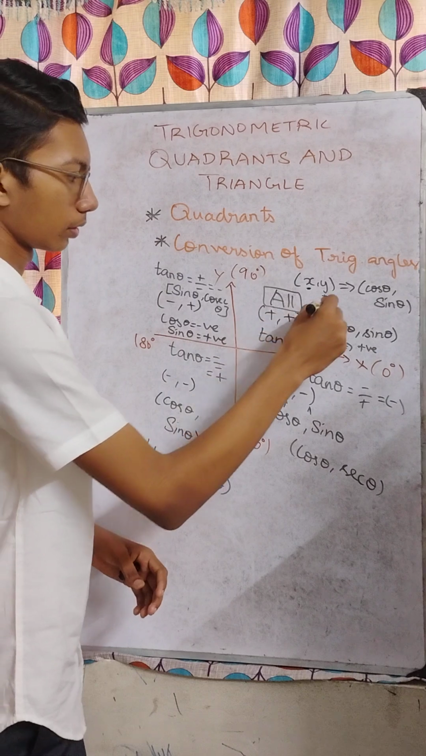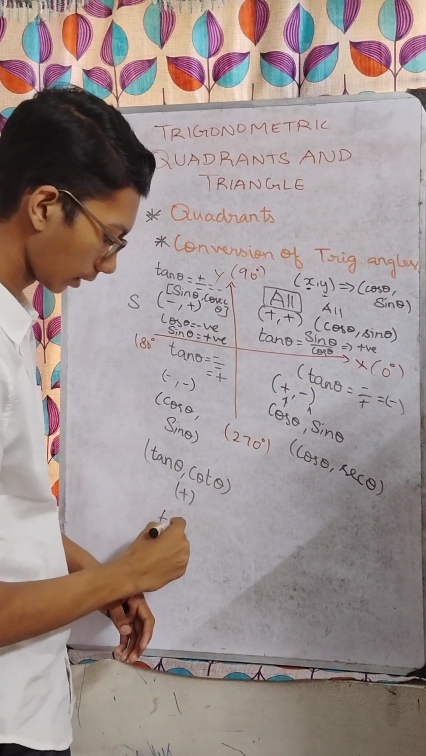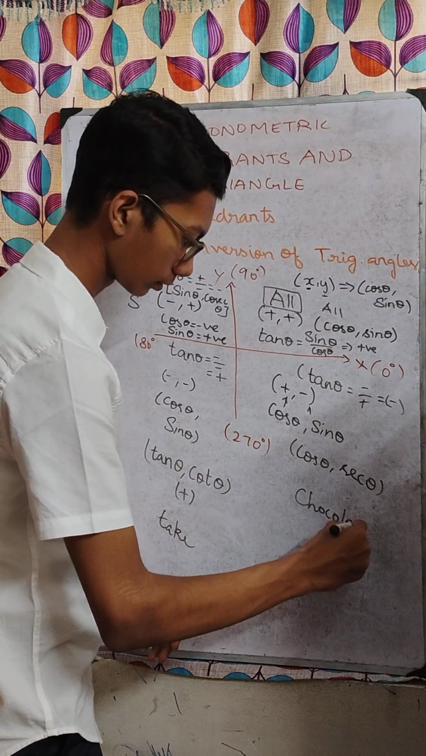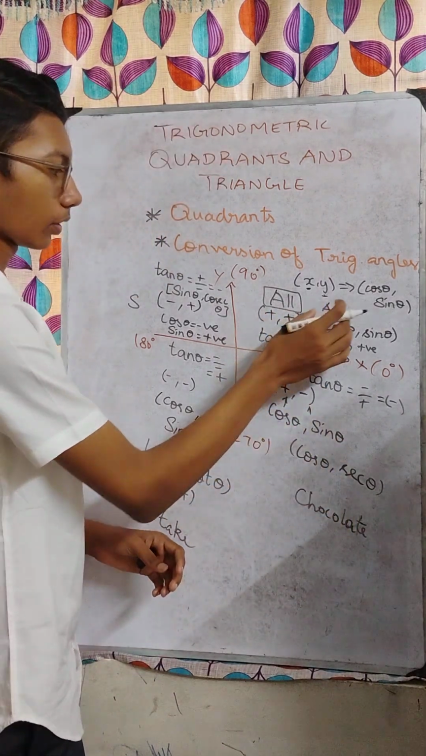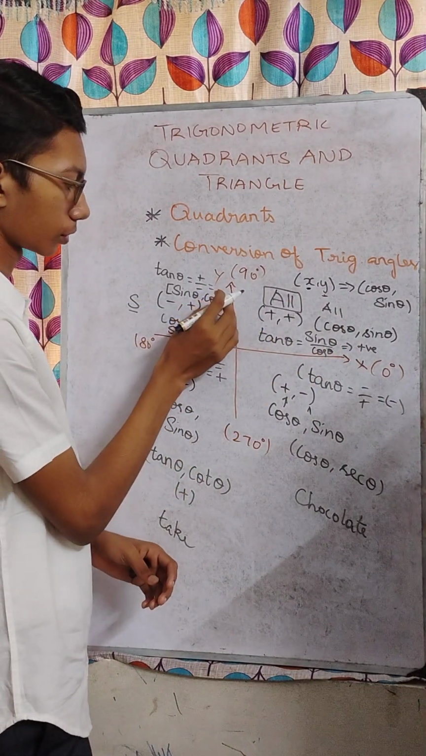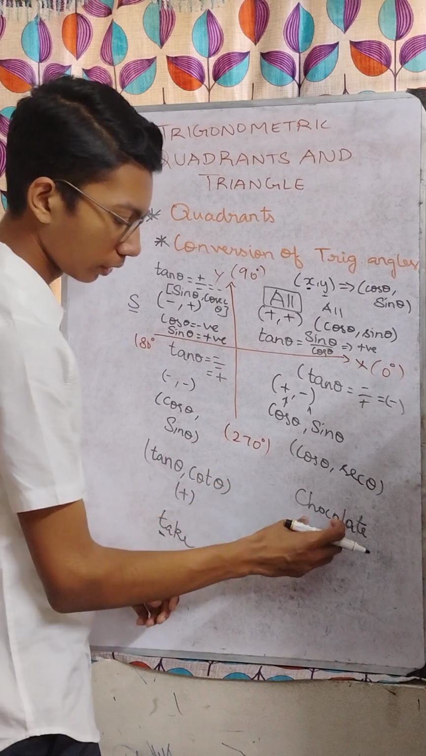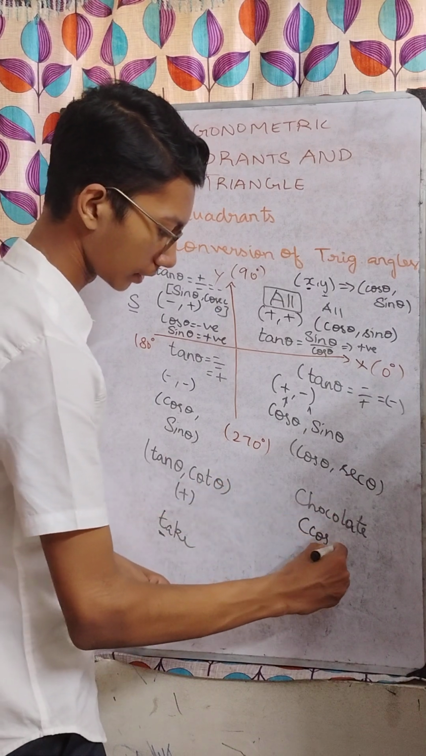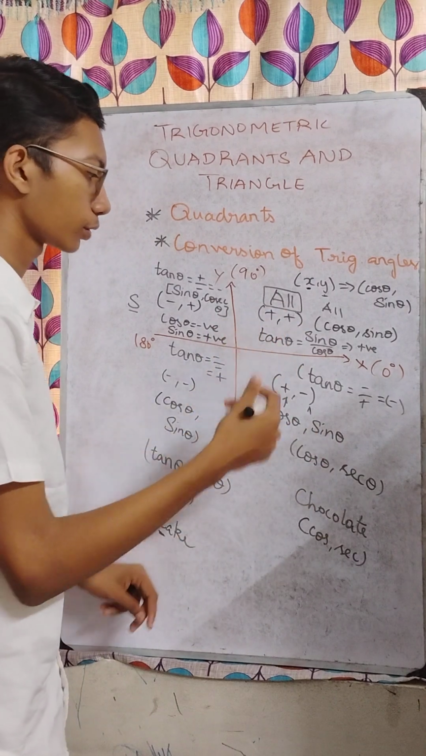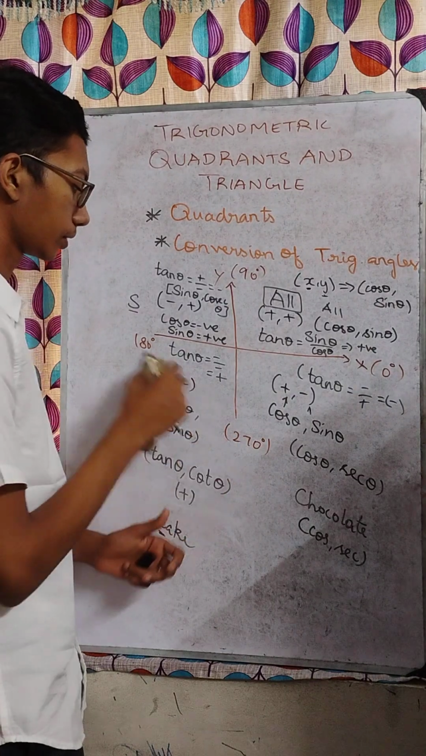That's where "All Students Take Chocolate" comes from. So this is why this comes. So here all angles are positive. Here sin and its complementary cosecant are positive. Here for t, tan and cot are positive. For c, cos and secant are positive. So this is how the signs of the angles come from. So this is about the quadrant systems.